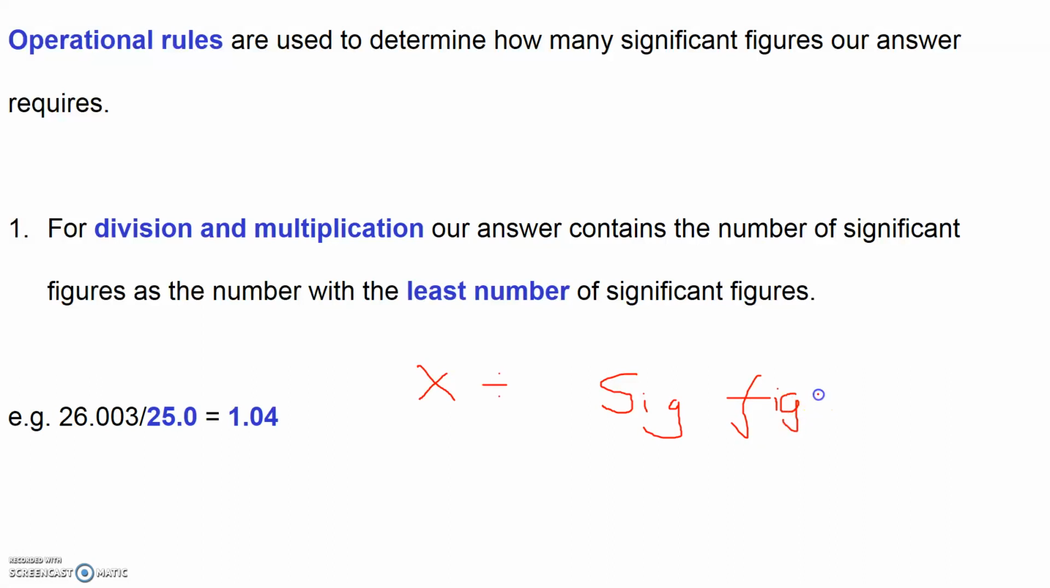So let's have a look at a little example here. I've got 26.003, that's a mass measurement measured out to 3 decimal places, just like our balance in the lab. And then here I've got a volume measurement measured to 1 decimal place, just like our graduated cylinders in the lab. So this one has 1, 2, 3, 4, 5 significant figures, and this number has 3 significant figures. So my answer has to have, because I'm dividing, 3 significant figures, so you can see here I've given my final answer to 3 significant figures.